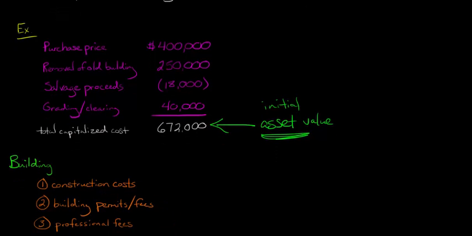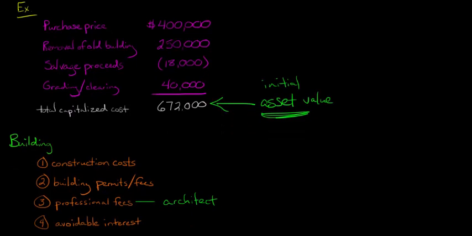And also any professional fees. Let's say, for example, that you hire an architect in order to design the building. The architect fee is going to be part of the capitalized cost. And then also any avoidable interest. Any interest that you could have avoided had you not built this building will actually become part of this building's asset value. And I'll make a separate video on how to actually calculate avoidable interest, because it can get a little complex. But just understand that some of the interest costs can actually become part of the asset's value.